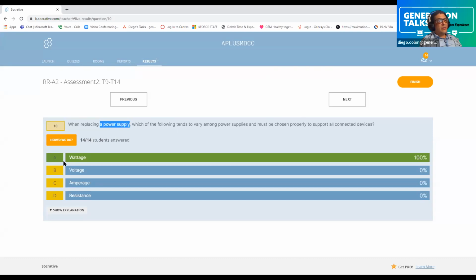So if voltage, we said, was the droplets, right? And amperage is the pressure. What's resistance? Ohms. You're getting there. Yeah, it's measured in ohms.